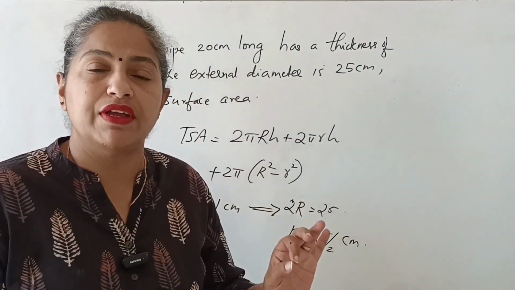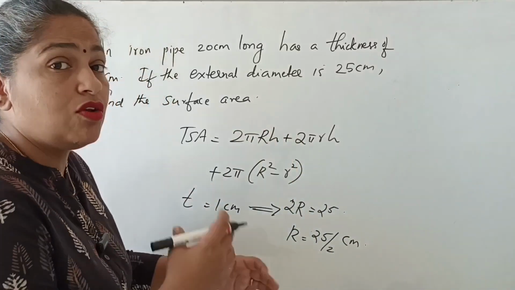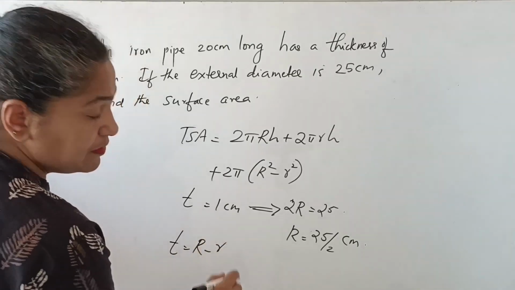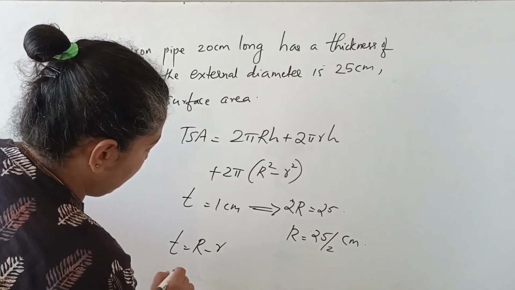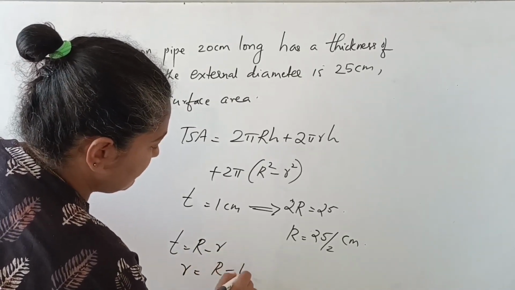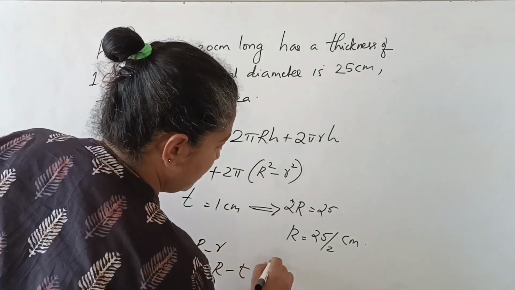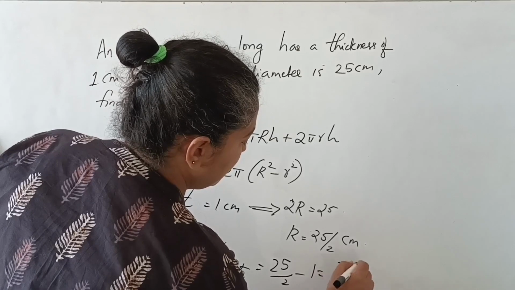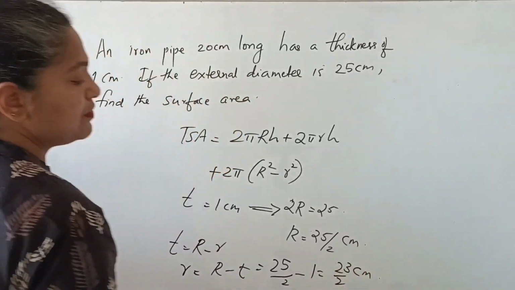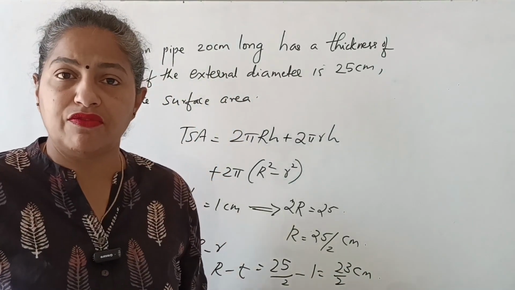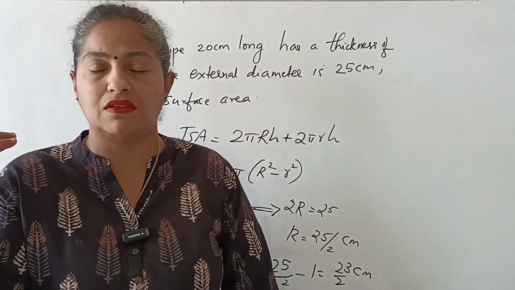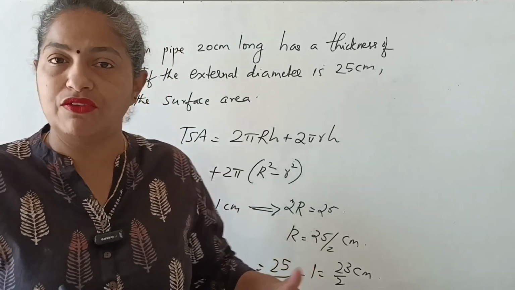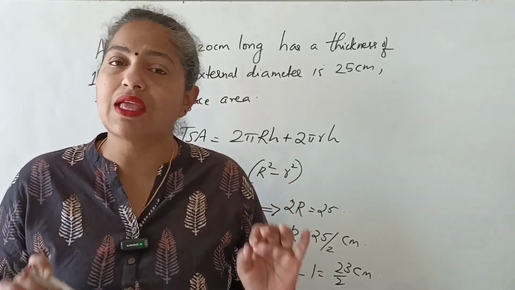Now let us see how we can find the value of the internal diameter or the internal radius. You know that our thickness is equal to R minus r, right? So my small r will be equal to R minus T. That is 25 by 2 minus 1. So it will give me 23 by 2 centimeters. I am going to retain it as fraction itself because you know my obvious problem with decimals. You can use decimals if you are more comfortable with decimals during the calculation.